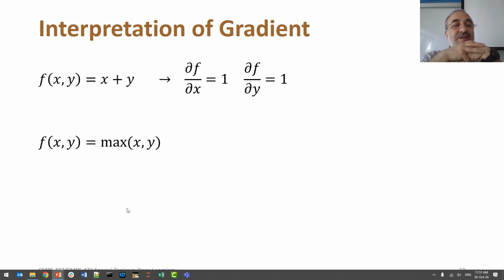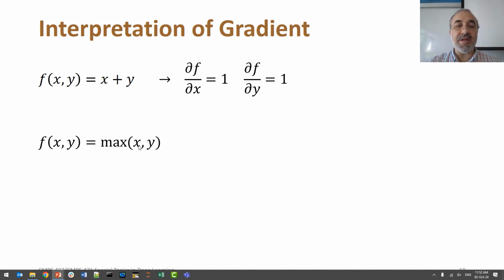Now, what if the function is the maximum of x and y? The derivative should be with respect to the variables, right? The variables here are x and y. So what is the derivative of f with respect to x? Think of the meaning of the function maximum. What does it do? It takes the maximum of the two values, right? Which means that, let's say, now we want to compute the derivative of f with respect to x only.